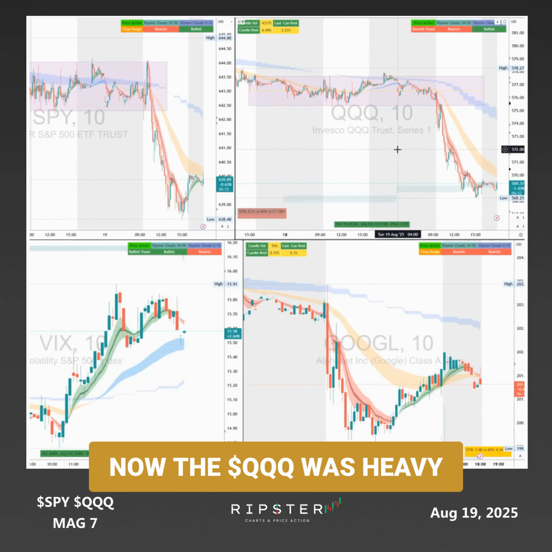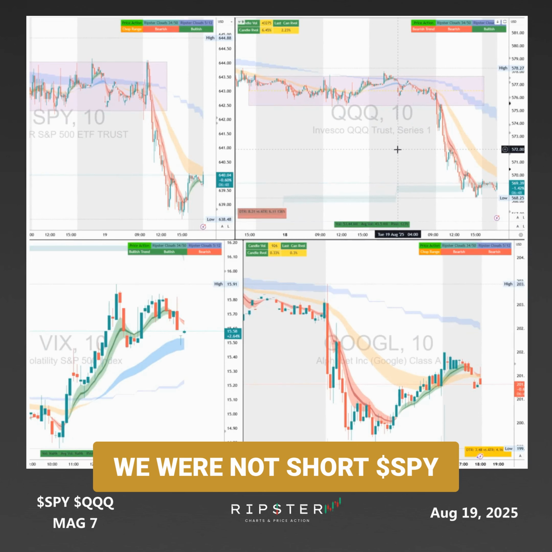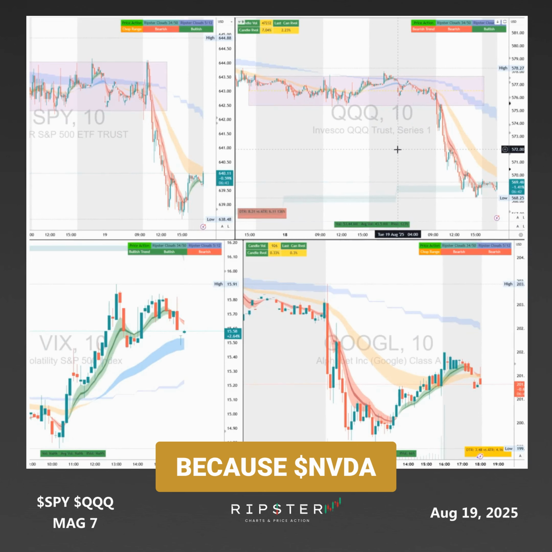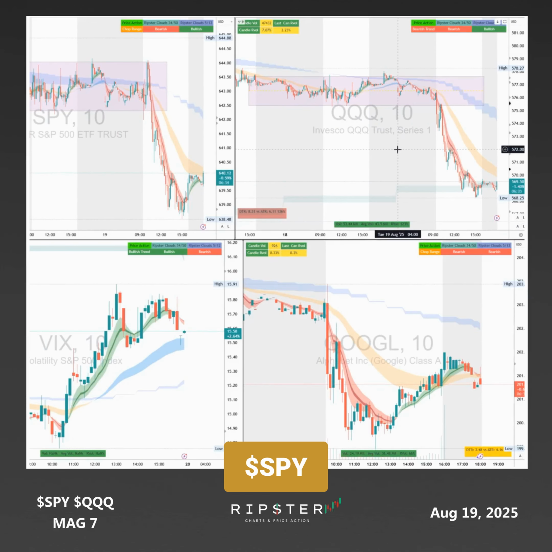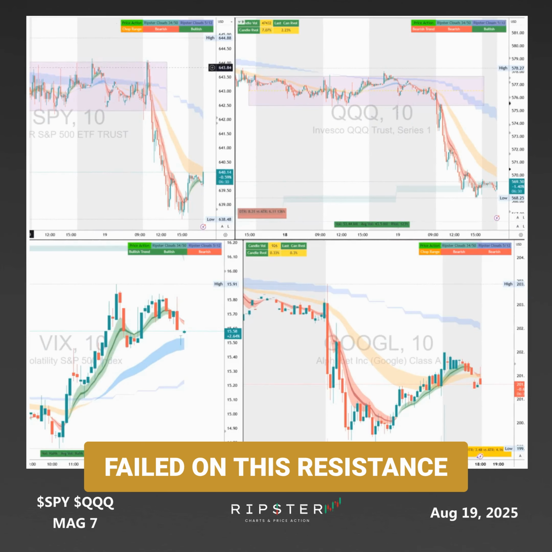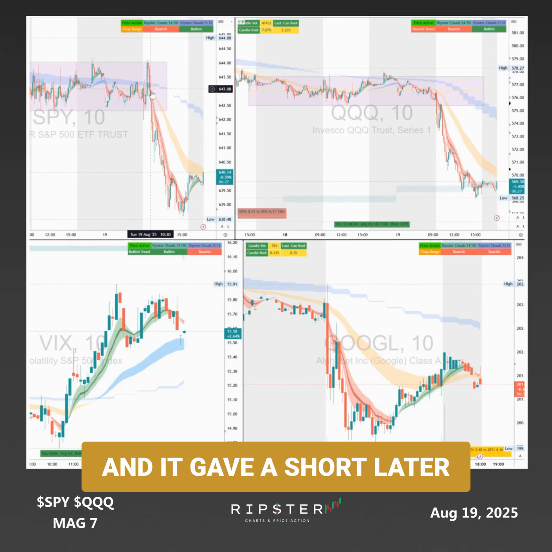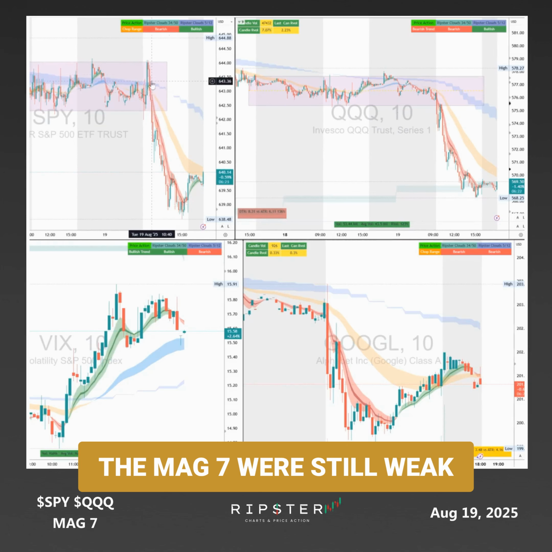Now the Nasdaq was heavy right out of the gate. So we were short Nasdaq. We were not short SPY. Nasdaq was heavy because Nvidia, one of the biggest stocks in the world, big part of the Nasdaq, was taking it down. SPY, which was initially strong, failed on this resistance and it gave a short later on the MTF rejections. But when this was happening, the Max 7s were still weak.